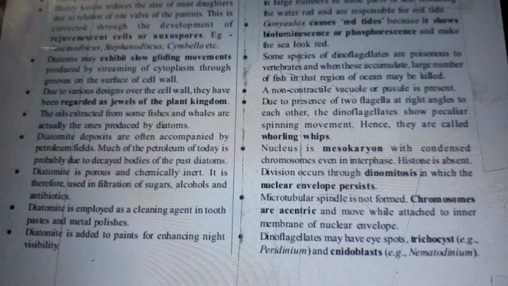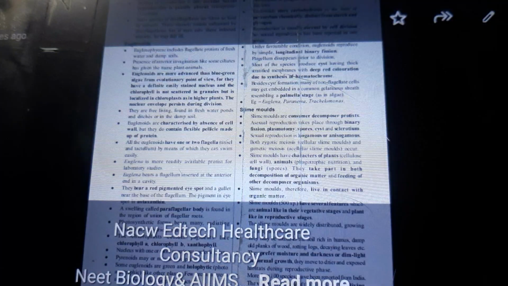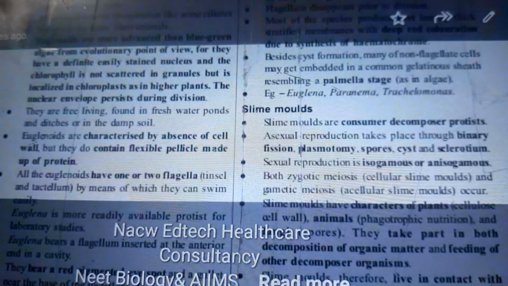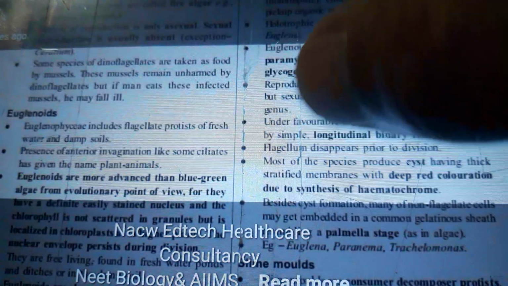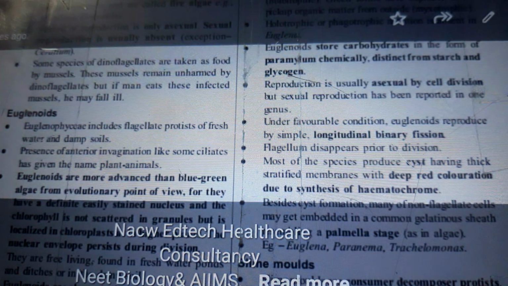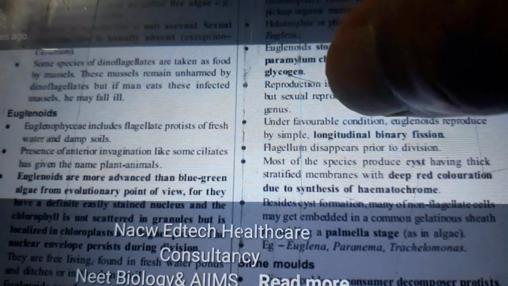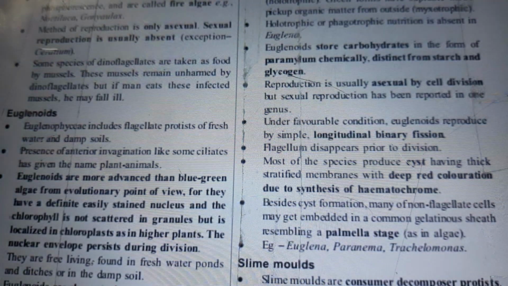Dinoflagellates may have eye spots, trichocysts, example Peridinium, and nematocysts, example Nematodinium. Some forms show bioluminescence or phosphorescence and are called fire algae, example Noctiluca, Gonyaulax. Method of reproduction is only asexual. Sexual reproduction is usually absent, exceptional in Ceratium.